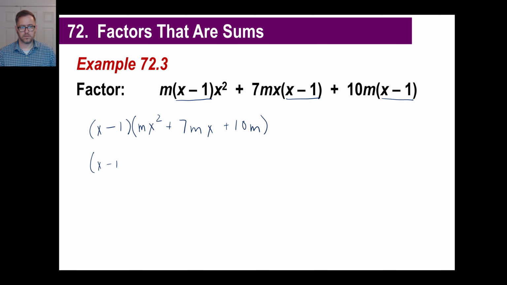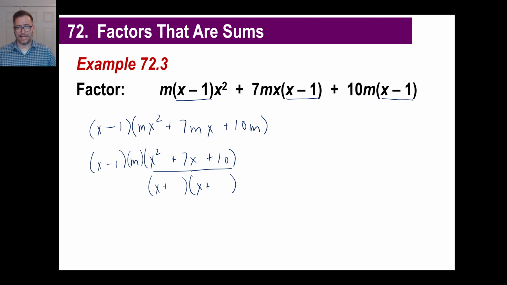So x minus 1, and I got my m, I'm pulling that out. If you want to put it in parentheses, go ahead, doesn't matter. I got an x squared, I got a 7x, and I got a 10 left. I'm sure you noticed, aha, another trinomial. That's going to be x there, and x, and then a plus and a plus. What two numbers multiply to give you 10 and add to give you 7? That's a 2 and a 5.